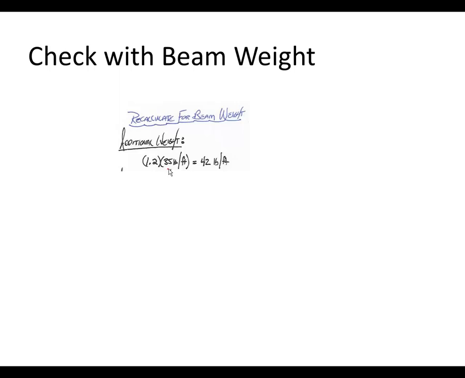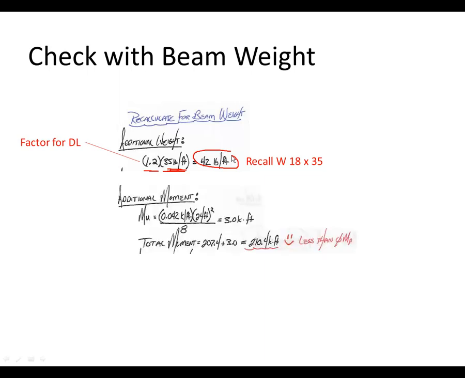And so here's the 35 pounds per foot. Remember, this is a dead load weight because it's the weight of the beam, and we simply multiply that by 1.2 because we've got to do the factored load. And so the total load right there ends up being 42 pounds per foot. Additional factored load based on beam weight. That's for a W18 by 35.